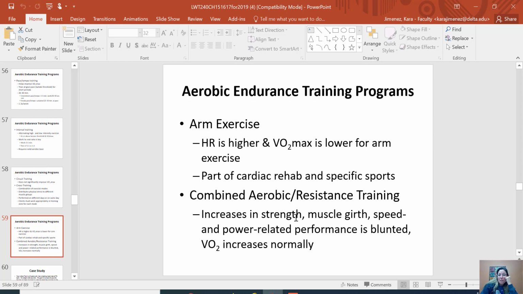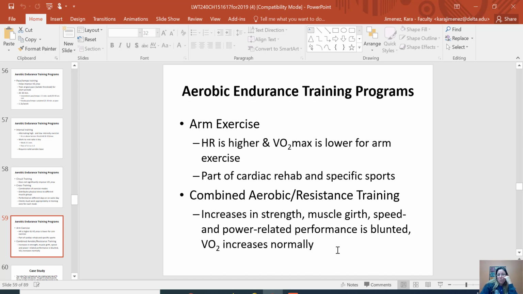And then arm exercise for those folks that maybe are handicapped or they're in a wheelchair and they can't use their legs. Arm ergometers are a great way to get the heart rate up, so that's an option for those particular clientele. And then, of course, some people combine aerobic and resistance training together. It's a great way to get a total body workout, but get your heart rate up too.